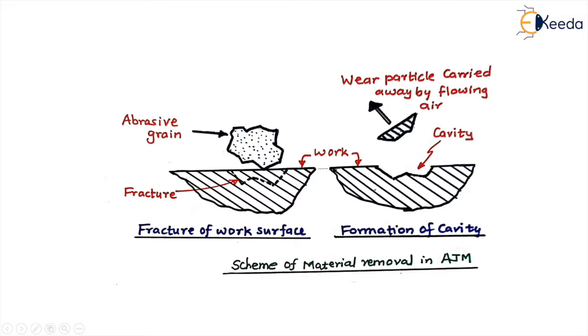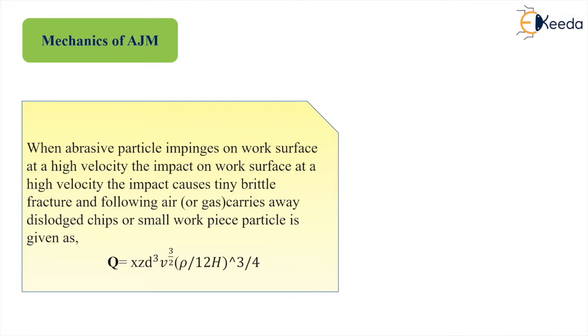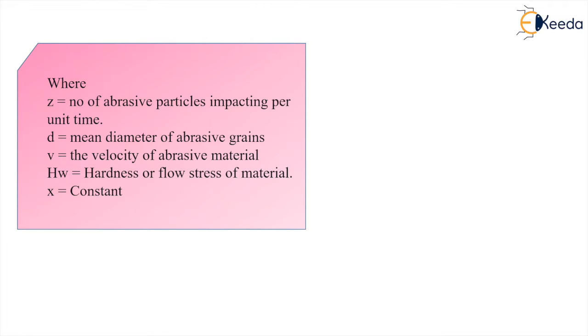So it is quite obvious that the process is more suitable for brittle and fragile work material, and the material removal rate because of this chipping can be given as xz into d cube into v to the power 3 by 2 into rho divided by 12h to the power 3 by 4, where x is a constant, z is the number of abrasive particles making impact per unit time, v is the velocity with which the abrasives are moving, rho is the density of abrasive material, h is the hardness of material or flow stress of workpiece material. So this is the MRR in abrasive jet machining.